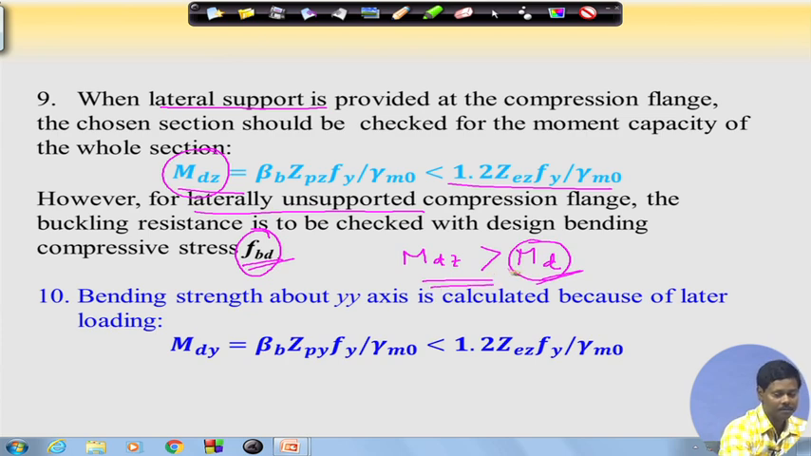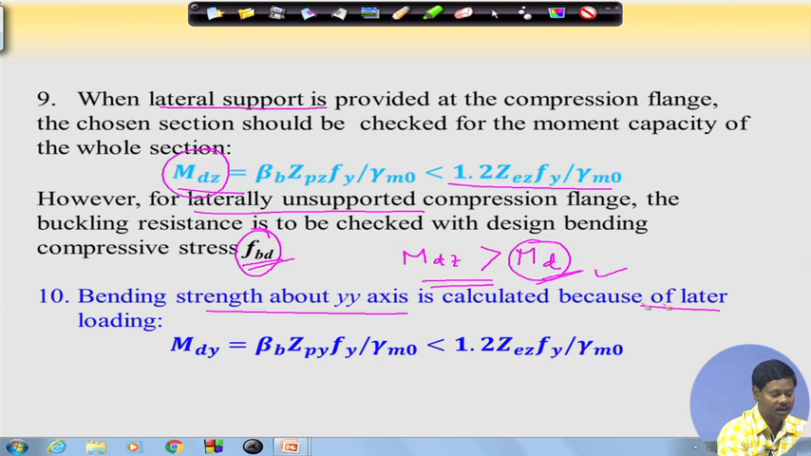So, this is how we have to check. Now, if MDZ is greater than MD, meaning it is okay, then what will we do? We will go to the next step, that means step 10, where we will find out in a similar fashion the bending strength about the y axis.